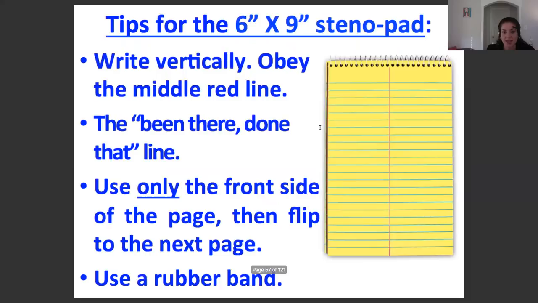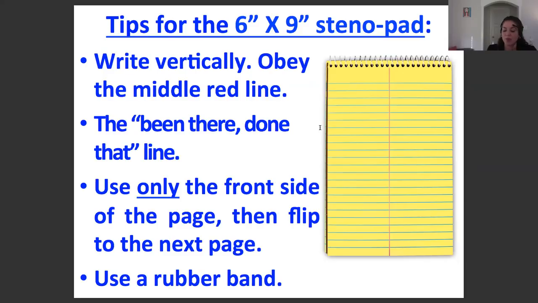So let's go into the techniques. First of all, let's talk about your steno pad. This 6 inches by 9 inches is the best tool for you to take notes. For interpreters, this is what you should be using. Anything else is really going to be cumbersome.